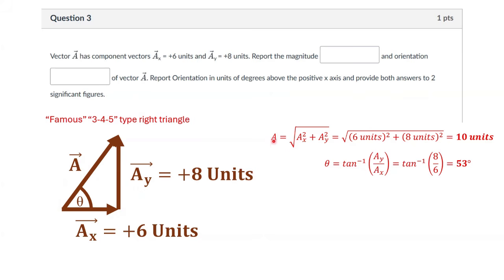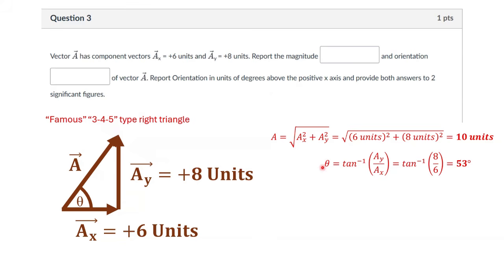So vector A size will be equal to the square root of ax squared plus ay squared, which is 6 units squared plus 8 units squared, which happens to be 36 plus 64, which will be 100. The square root of 100 is 10. That'll be 10 units. And this happens to be a famous type of triangle, which is in the proportion of 3 to 4 to 5, and that checks out. This is a double of that, so this is 6 to 8 to 10.